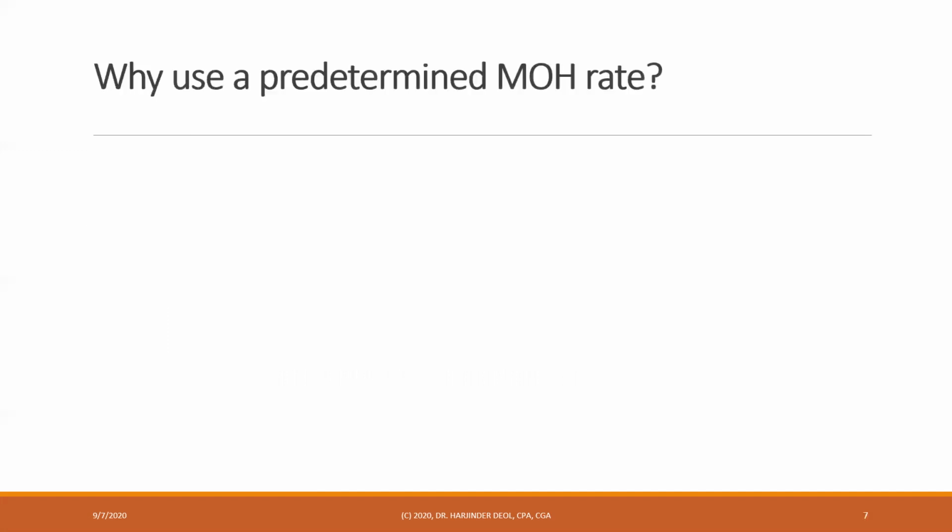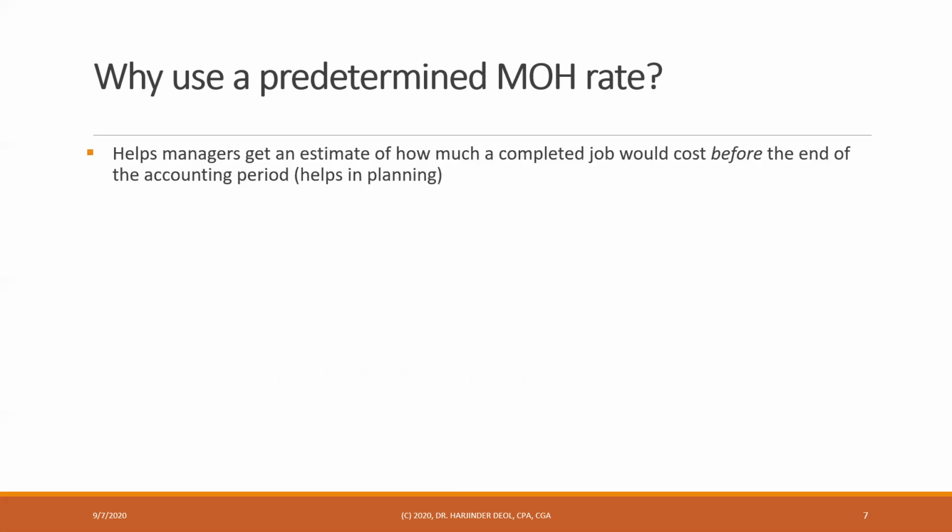Now, you may wonder, why would a company need to use a predetermined manufacturing overhead rate? Using such a predetermined rate helps managers get an estimate of how much a completed job will cost before the end of the accounting period. So it helps in planning. And it also helps companies provide estimates to customers for jobs.